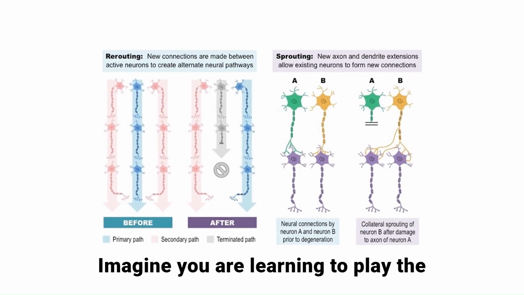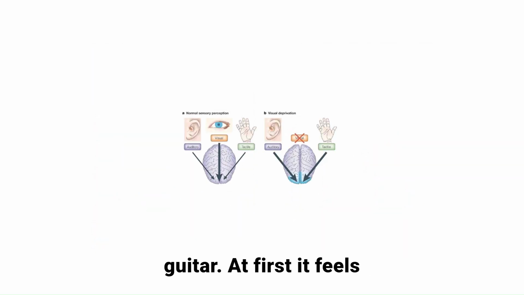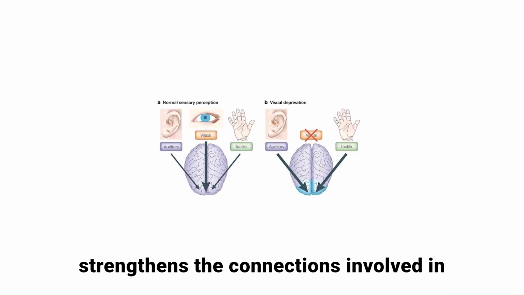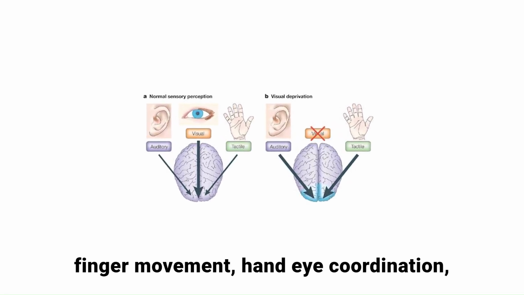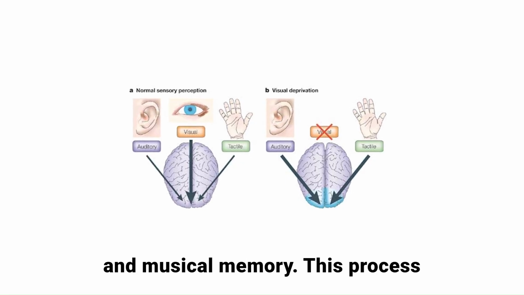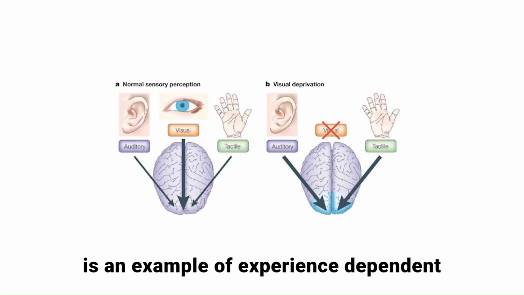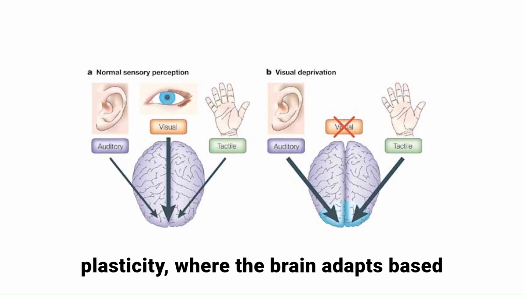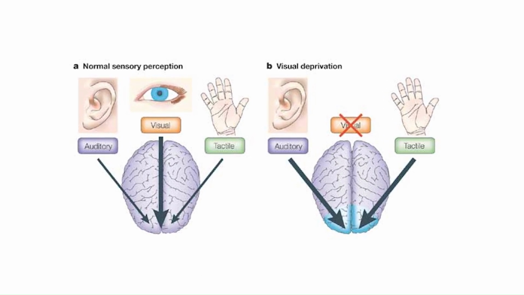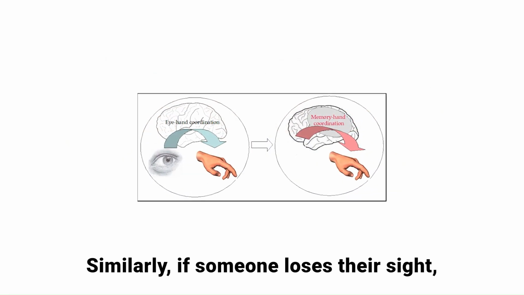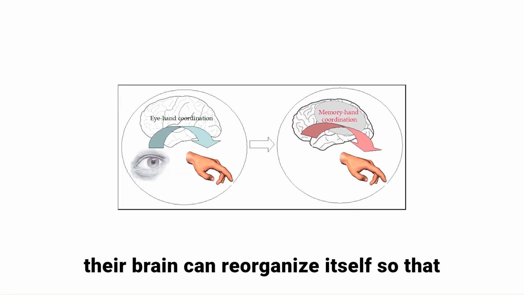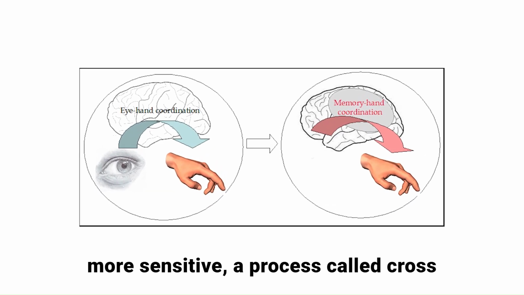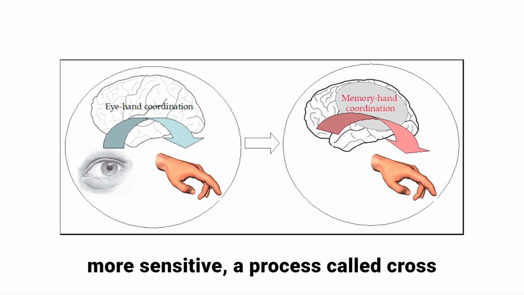Imagine you are learning to play the guitar. At first, it feels difficult. But with practice, your brain strengthens the connections involved in finger movement, hand-eye coordination, and musical memory. This process is an example of experience-dependent plasticity, where the brain adapts based on new skills or experiences. Similarly, if someone loses their sight, their brain can reorganize itself so that other senses, like hearing or touch, become more sensitive, a process called cross-modal plasticity.